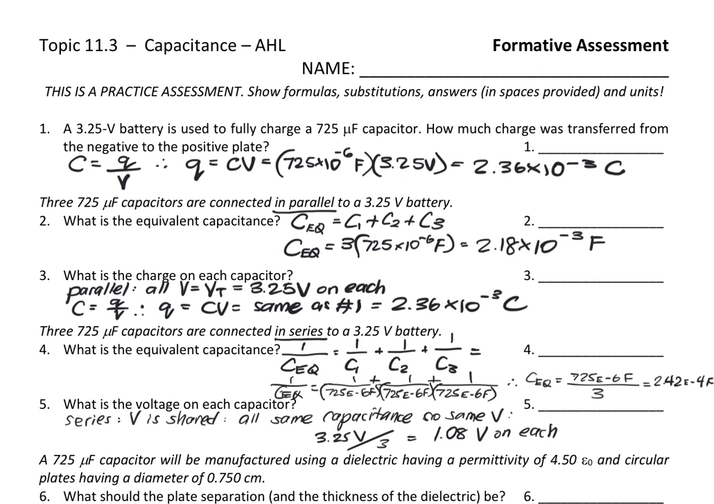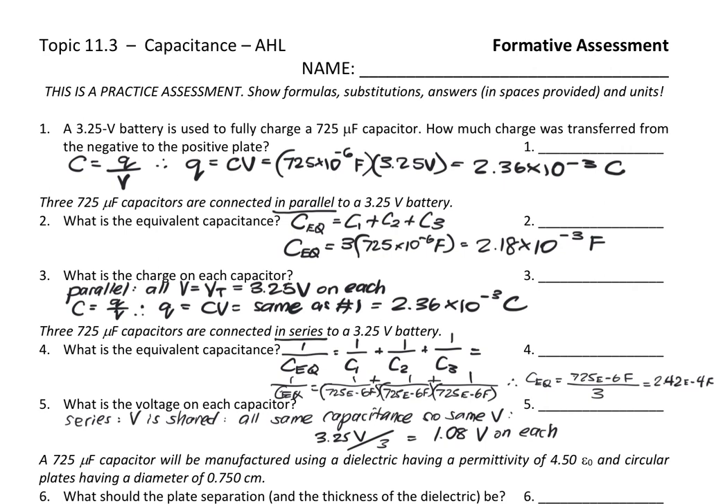I know the capacitance, and they're in parallel, so it's the same as the total. So C is Q over V, solve for Q. It's actually the same numbers as number 1, 2.36 times 10 to the negative 3 coulombs.